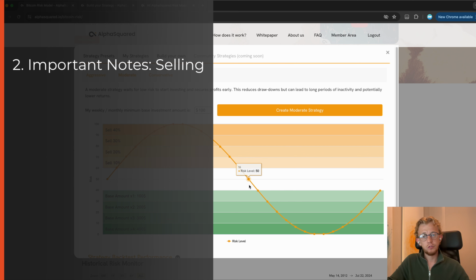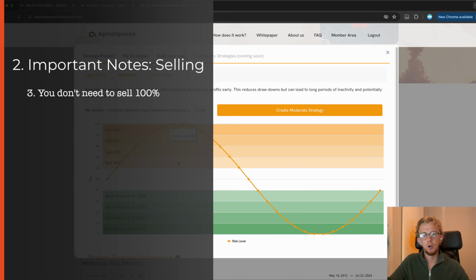For now, you have to track what you have sold and not sold yourself. But in the future, we will track this for you and also enable you to automate your investing entirely through your exchange of choice. The third thing and final thing is you don't need to sell 100% of your Bitcoin.